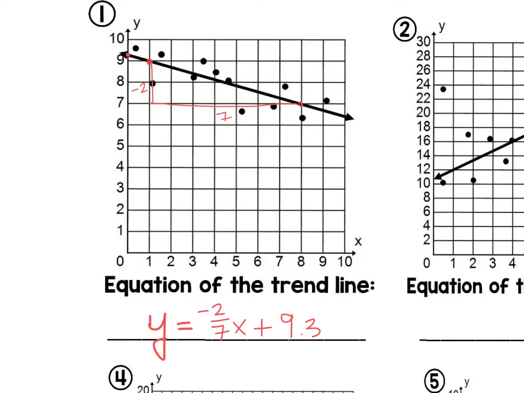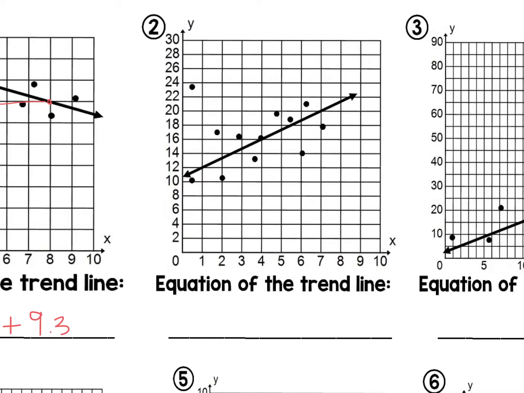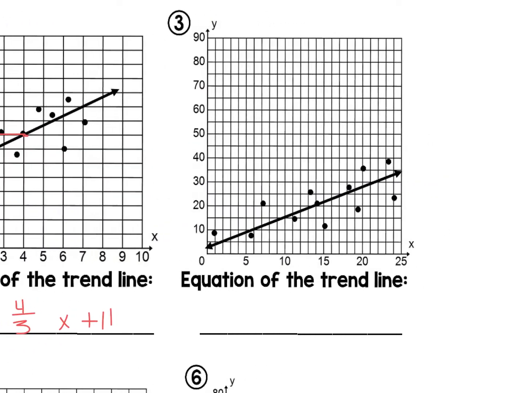Let's try another. So here we have y equals, our y-intercept is going to be maybe 11, so I'm going to write plus 11 at the end. And then our slope, this is a really good point, and this one. So it looks like I go up from 12 to 16, so up 4, and then right 3. So 4/3 as the slope.